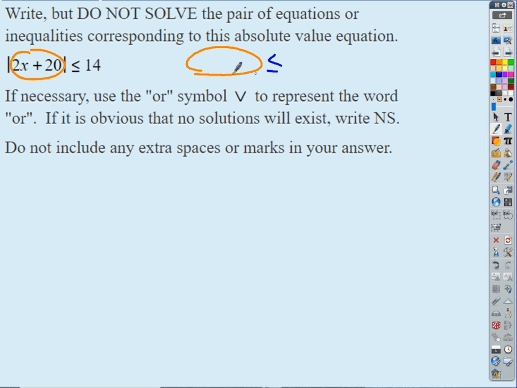Okay, one thing that's true is what's inside has to be less than or equal to positive 14. What else? How about Angela, what else? Greater or equal to negative 14. There you go, perfect. Okay, and we got it. And that's how we'd write it. What's inside is 2x plus 20. It's greater than or equal to the negative and less than or equal to the positive, and we're set.